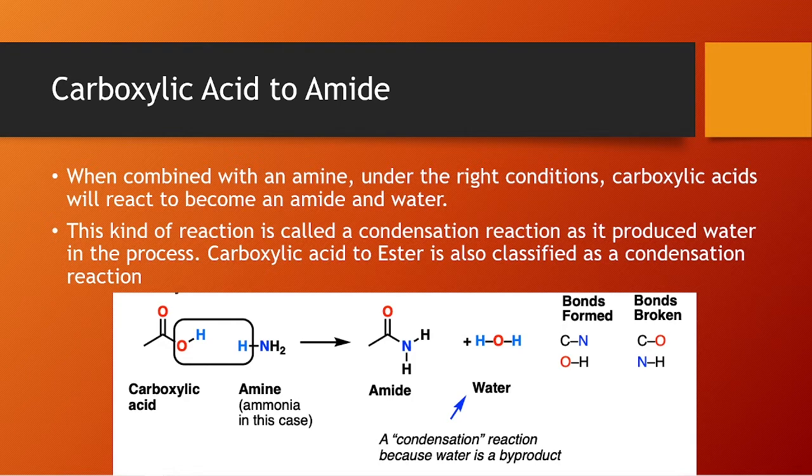Carboxylic acids to amides: exact same reaction, but instead of using an alcohol, we're now using an amine, which is an NH2 group at the end. So it does the exact same thing. The H plus the OH combine to form water, and the amide is formed from the N group attaching where the O used to be. So exact same thing as with alcohol. It does require certain conditions, and it is called a condensation reaction as it produces water.